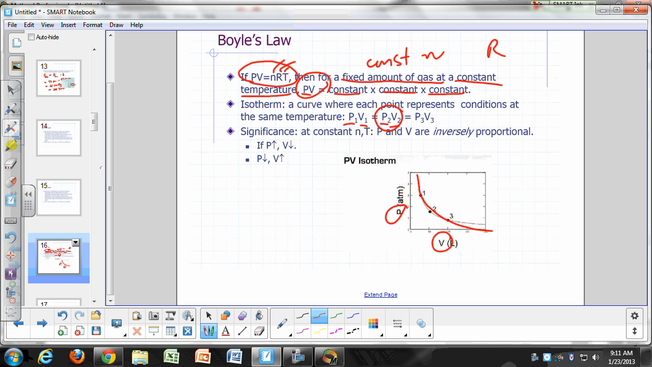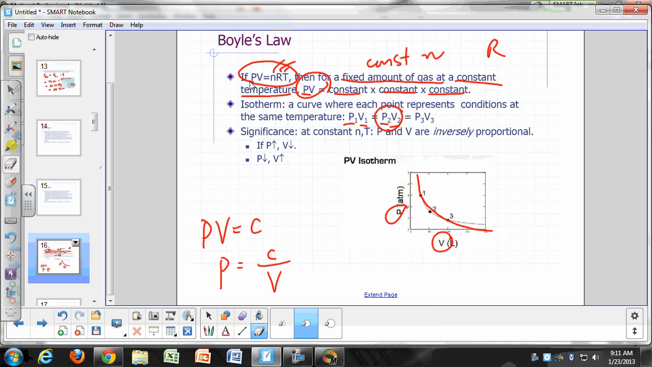Okay? So you can see that if PV is equal to a constant, then pressure would just be equal to a constant over volume. So it's like a plot of y versus 1 over x. You get half a hyperbola. Okay? So at any point on this diagram, P1 times V1 equals P2 times V2 equals P3 times V3.